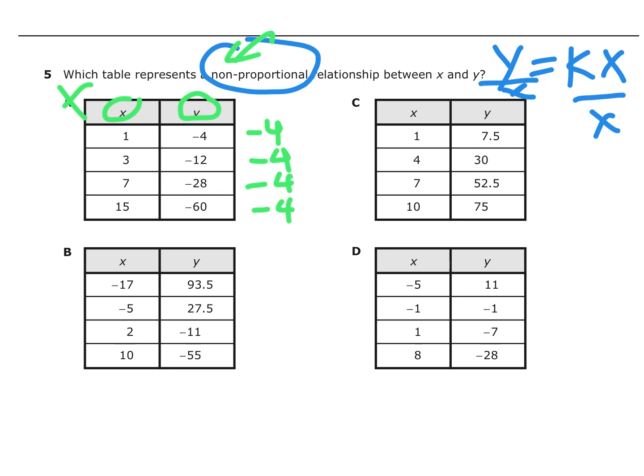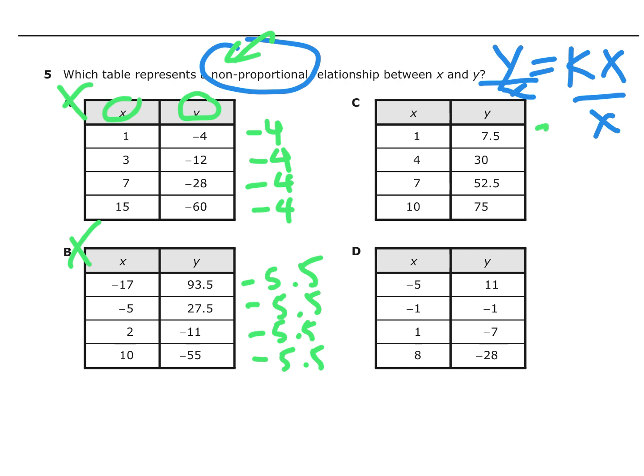And we can take a look at answer B. On this one, maybe you can take a calculator and take 93.5 and divide it by negative 17, and you get negative 5.5. I'm dividing y by x, because y divided by x gives us that ratio of proportionality. 27.5 divided by negative 5, same thing, negative 5.5. Negative 11 divided by 2 is also negative 5.5. And negative 55 divided by 10 is also negative 5.5. Same as A, B cannot be a non-proportional relationship. It is proportional. And then it's down to C and D.